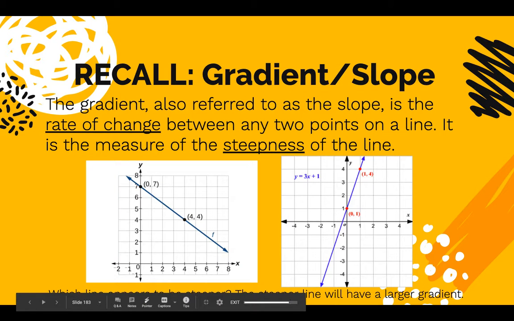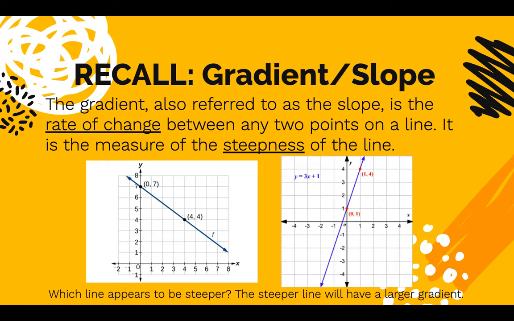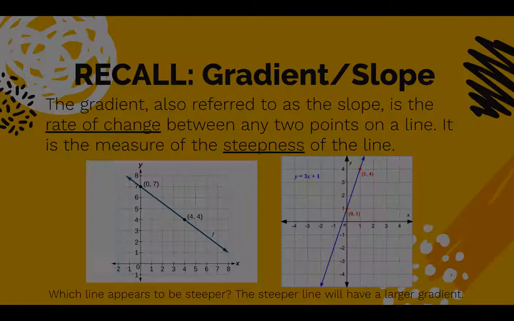So it is important to know the definition of the gradient or the slope, and it is the rate of change between any 2 points on a line. It is also referred to as the rise over the run. It measures the steepness of a line. So the larger the gradient or the slope, the steeper the line is. And the rate of change is important to know as you're moving into word problems.